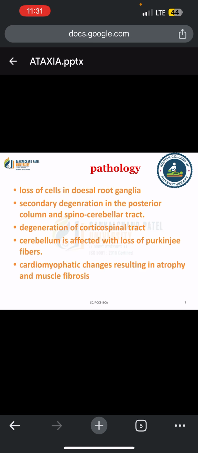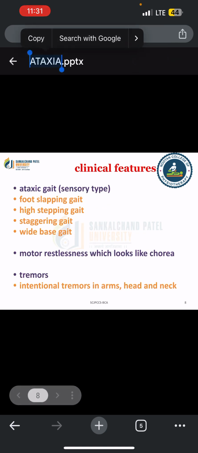The pathology of ataxia: loss of cells in the dorsal root ganglia, which leads to secondary degeneration in the posterior column and the spinocerebellar tract, and it leads to degeneration of the corticospinal tract. The cerebellum is affected, with loss of Purkinje fibers, and cardiomyopathic changes resulting in atrophy and muscle fibrosis.